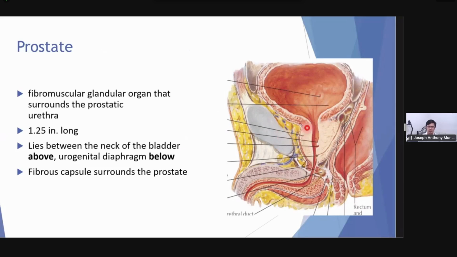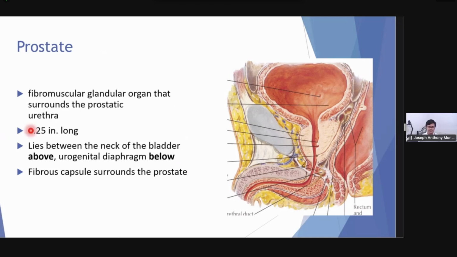So for the prostate, what will you find superior to it? What will you find anterior to it? What will you find posterior to it, inferior, and lateral to it? I'll be discussing it. So okay lang naman. Just listen and take down notes. So it's a fibromuscular glandular organ surrounds the prostatic urethra. So don't be confused. Prostate is only one, single lang siya. It's different from the testis. Ha? So some of the students kasi medyo nalilito. May interchange na yung testis from the prostate. Okay? It is only one.